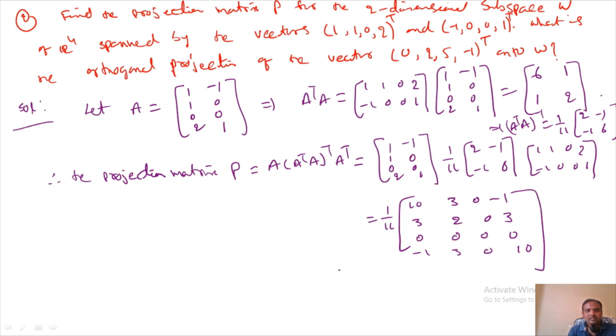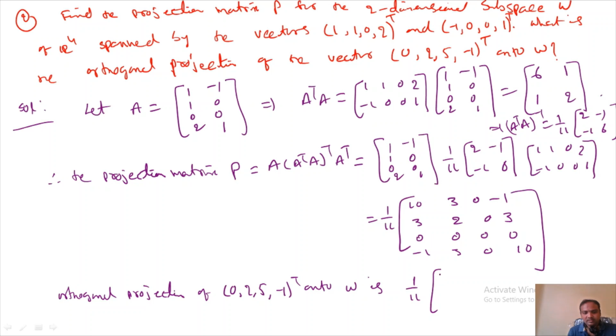This is the one. Now what is the orthogonal projection of the vector 0 2 5 -1 onto W? Now multiply this, 1 by 11 into this vector, we will get 1 by 11 into 7 1 0 4. You can check it.